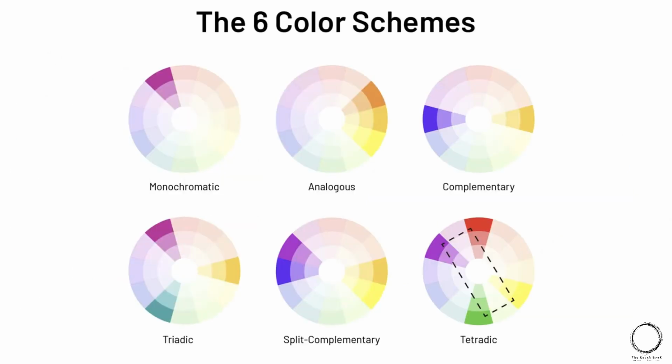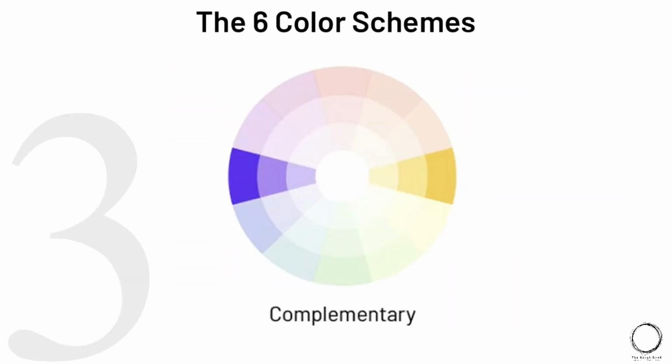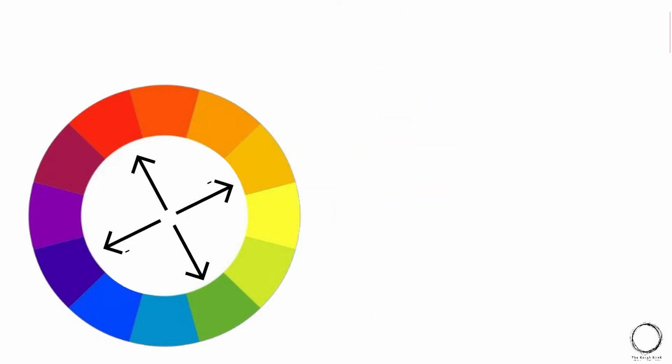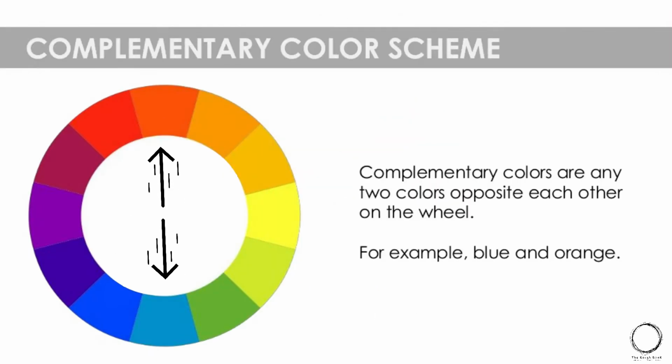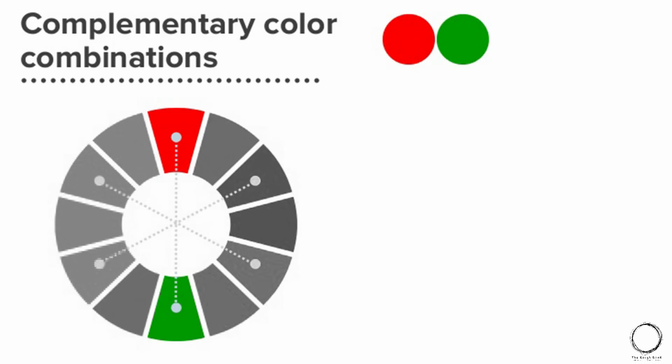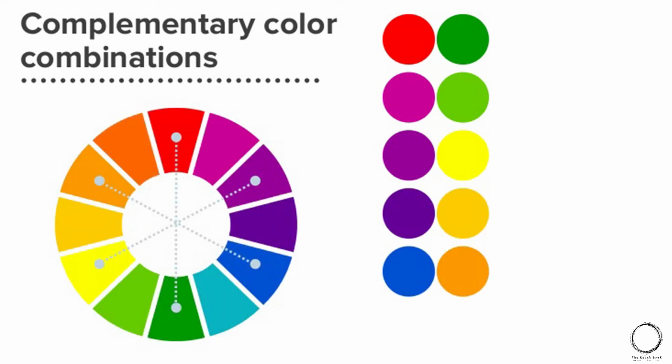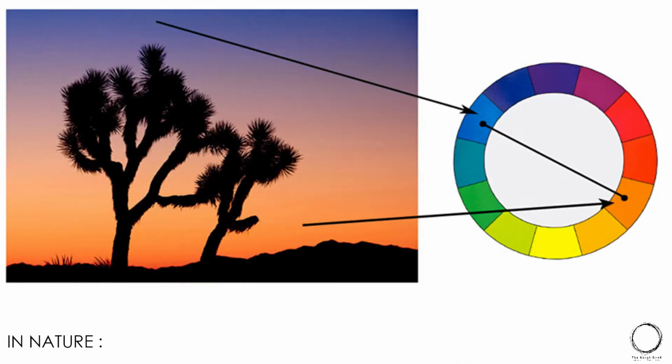Moving ahead to the third color scheme, that is complementary. So complementary colors are any two colors opposite each other on the color wheel. For example, blue, orange, red, green, and so on, like you can see in the above images throughout the color wheel. And these are the best colors which complement each other and are opposite in the color wheel, and hence are known as complementary color scheme. And this is how it is derived from nature, like you can see in the above image.